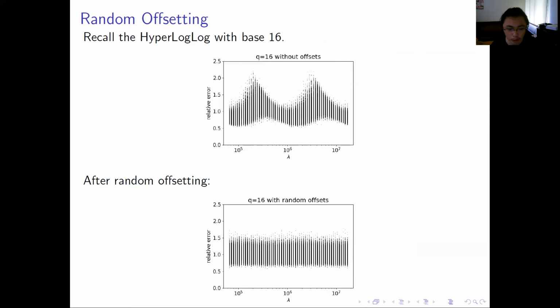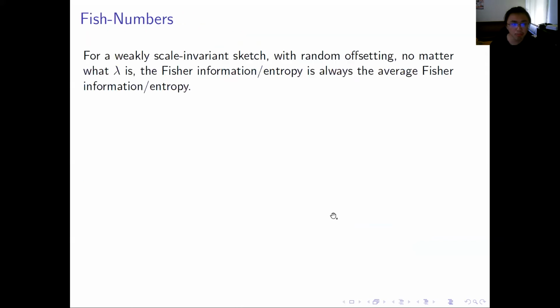So you can see experimentally, after applying the random offsetting, the performance oscillation of the HyperLogLog of base 16 is smooth. So now finally we can come to the definition of the Fish number. For a weakly scale invariant sketch with random offsetting, no matter what your cardinality is, the Fisher information and the entropy is always the average Fisher information and the entropy.